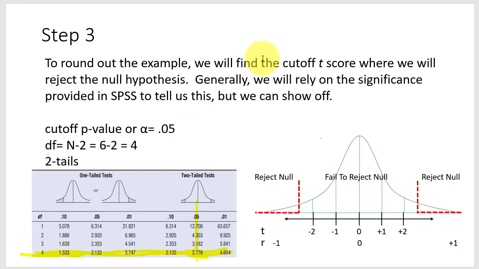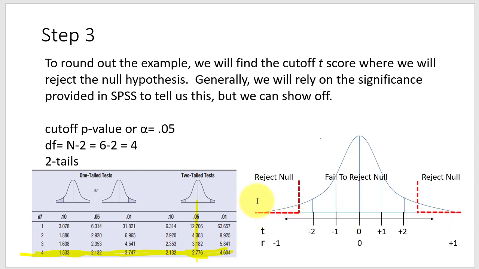In step 3, we need to determine the cutoff t-score where we will reject the null hypothesis. Most of the time we're going to use SPSS to tell us if our results are significant, but we can show off by walking through this a little bit. In the example that we're using, we need to find out if our correlation coefficient is significantly different than 0. We do that by testing the correlation coefficient against the t-distribution to see if it is far enough away from a t-score of 0 to be significant.